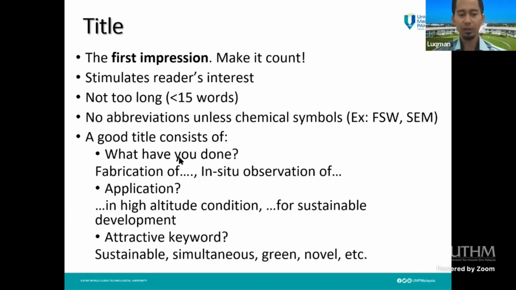A good title consists of what? What have you done: fabrication of something, in situ observation of, investigation of. Then the application, for what application: in high altitude condition, for sustainable development, things like that. Next, attractive keywords. I went to a workshop on general writing after I came back, and they mentioned this, which is quite interesting. Attractive keywords like sustainable, simultaneous, green, novel. These can be used in our titles. But I feel novel is overused. Everyone wants to claim it, like an auntie at the night market writing viral curry puff, when it isn't really viral. So it's overclaiming.